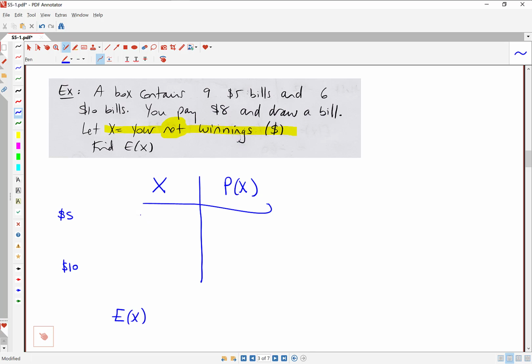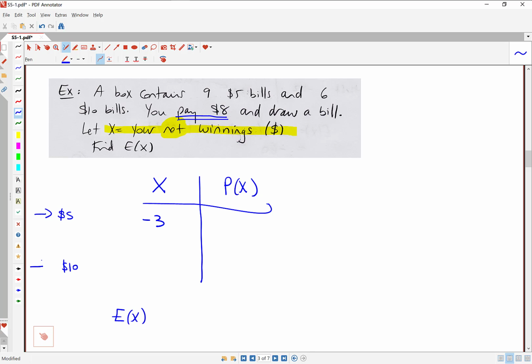So let's see if we can figure out the X values that go with those. Remember that we paid $8 to play this game. So if we were in the first scenario and we got the $5 bill, then our net winnings would be 5 minus 8 because we paid $8 to play. So that would be -3. So that's our net winnings measured in dollars.